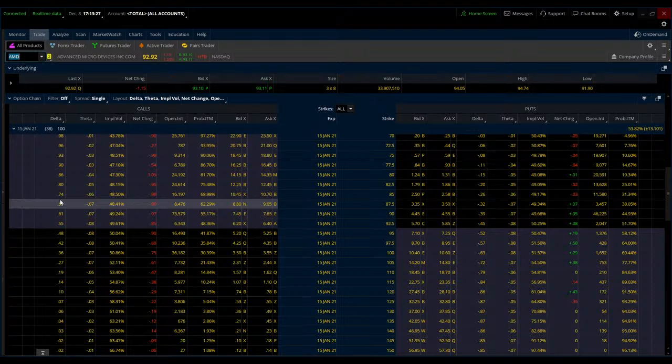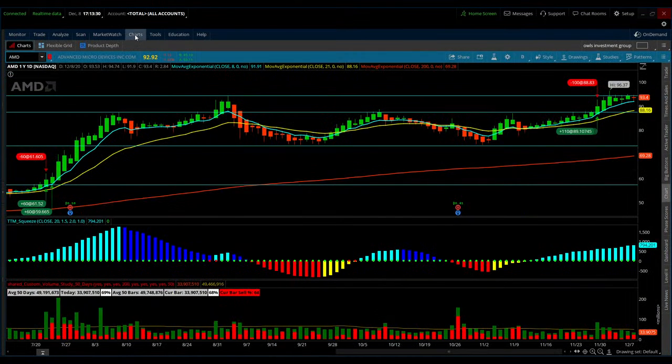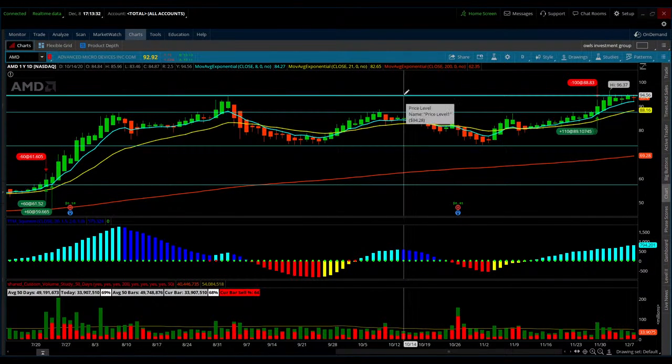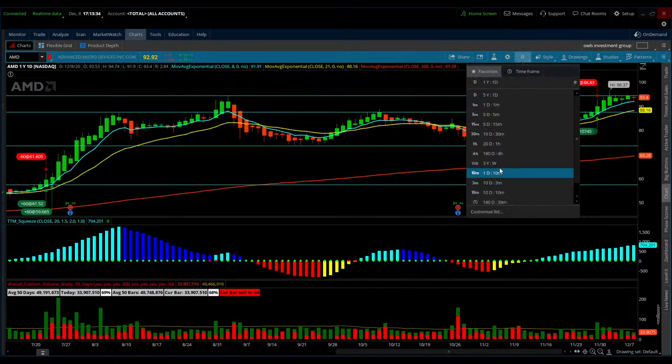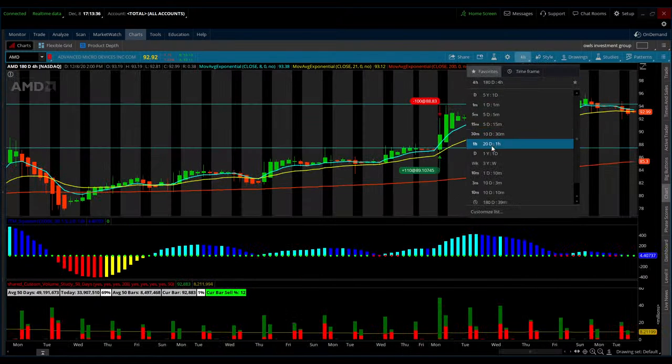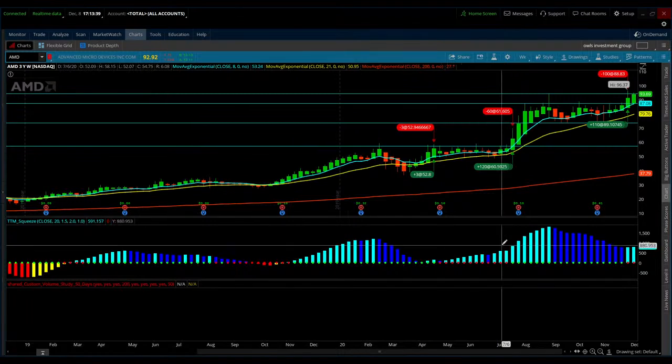The higher the delta, the more your contract is going to move, and theta is actually lower because you're already at that strike. Okay, so in review, what we look at: support and resistance on the daily, the 4-hour, the weekly. Then we look at a TTM.